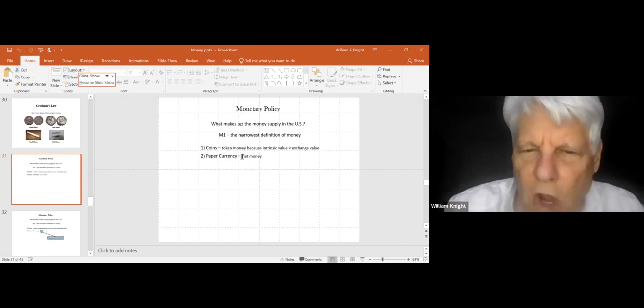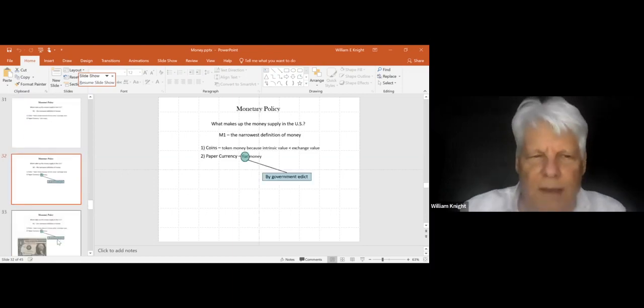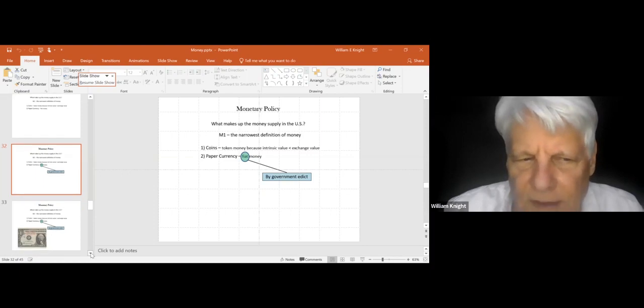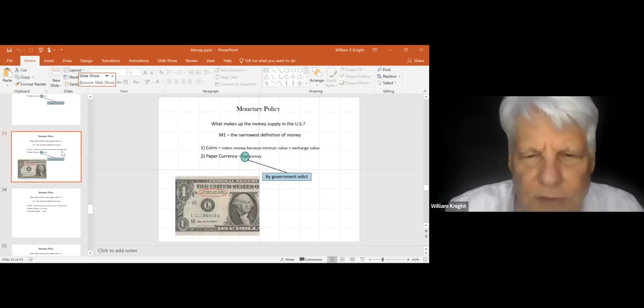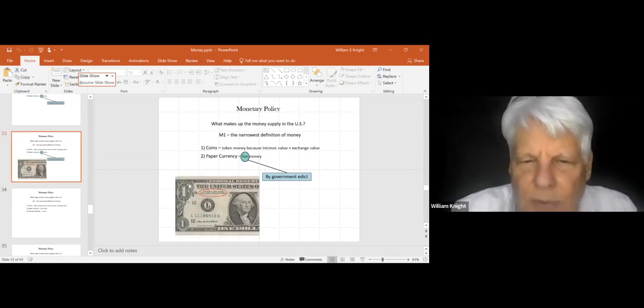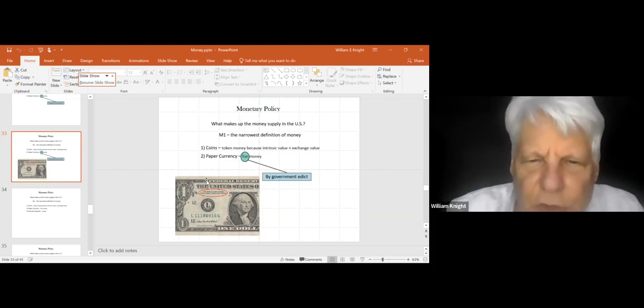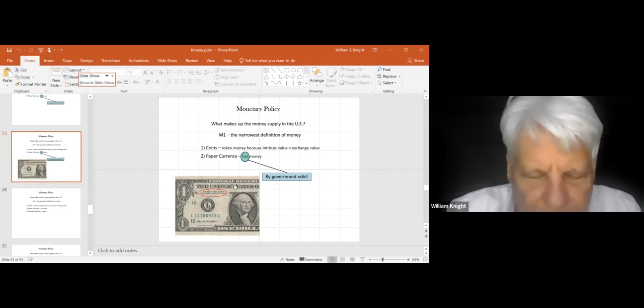Paper currency is called fiat money. Look at that term, fiat money. The term fiat money means by government edict, by government proclamation. That's the government fiat, a proclamation that declares this or that, whatever it is. Now, you see this dollar right here? This dollar has even less intrinsic value than a coin. Just a little bit of cotton, a little bit of linen.